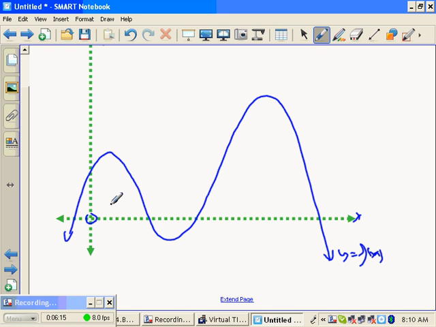All right, now let me label this. A is this point. B is this point. C is this point. And D is this point. Okay? Oh, and I labeled this wrong. This is f prime. This is the derivative of the function. Before I had the function, now I have the derivative of the function. Let's say that's what it looks like. Okay? So this is the derivative.